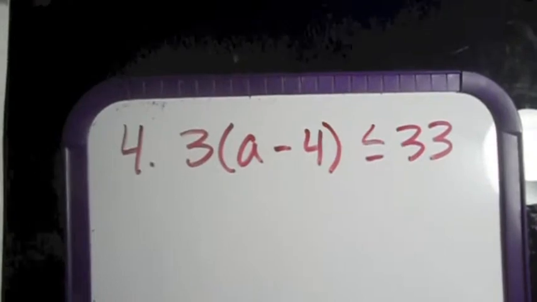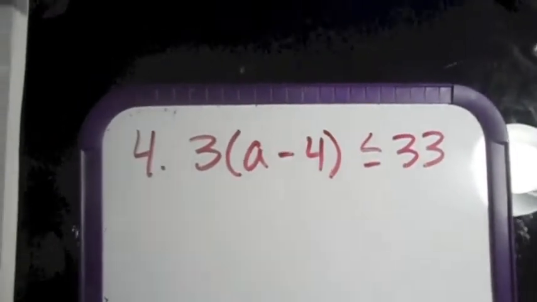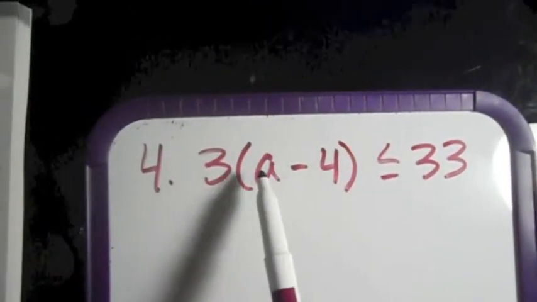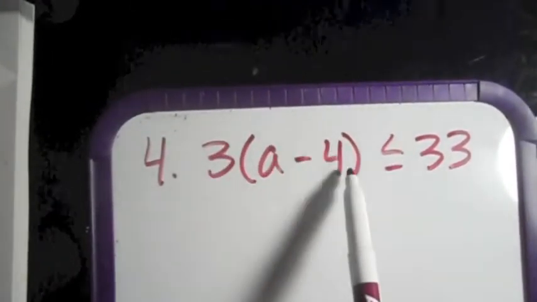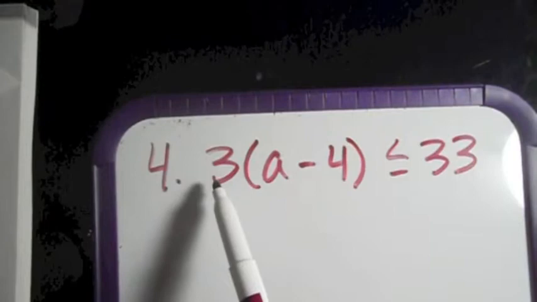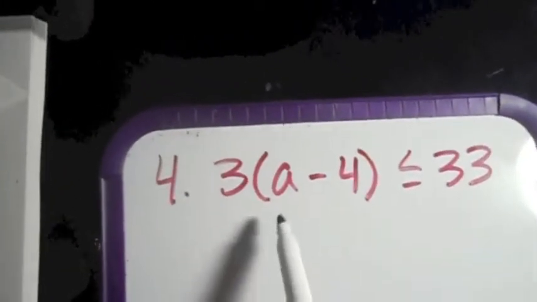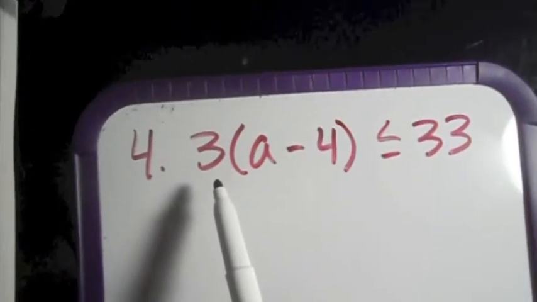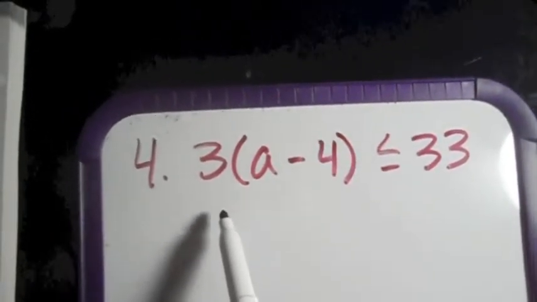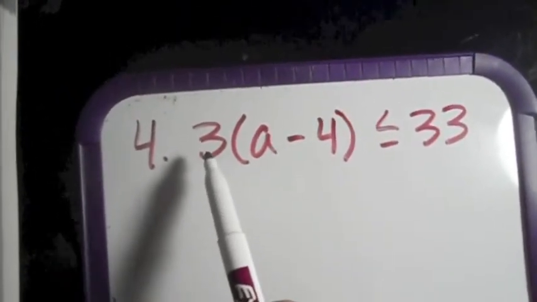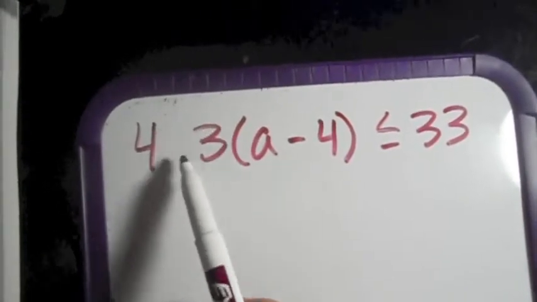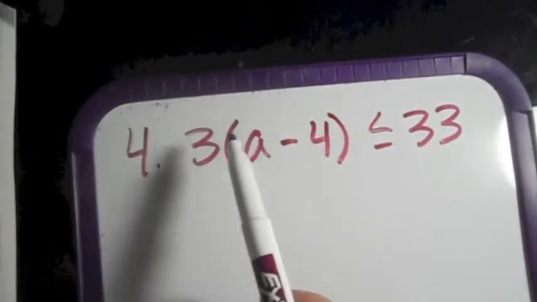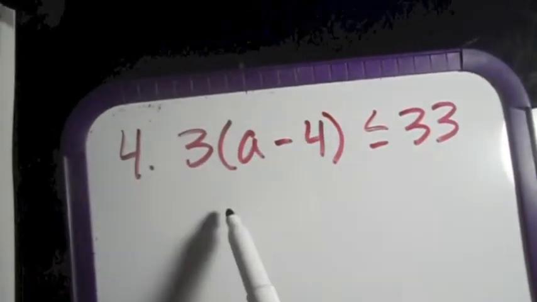Now let's look at number 4. Number 4 looks a little different than the last one. We've got a minus 4 in parentheses with a 3 on the outside. When we're in this situation, we need to use the distributive property. The distributive property means that we take this coefficient or number in front of the parentheses and distribute it to each term inside the parentheses.